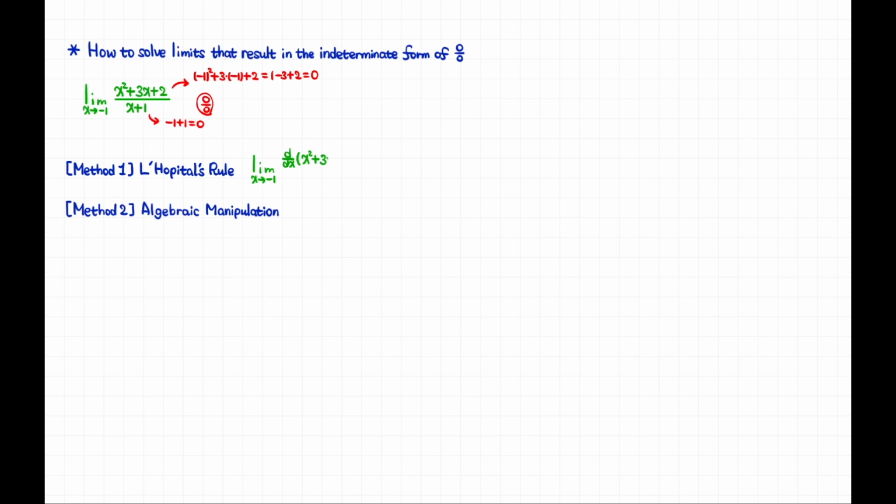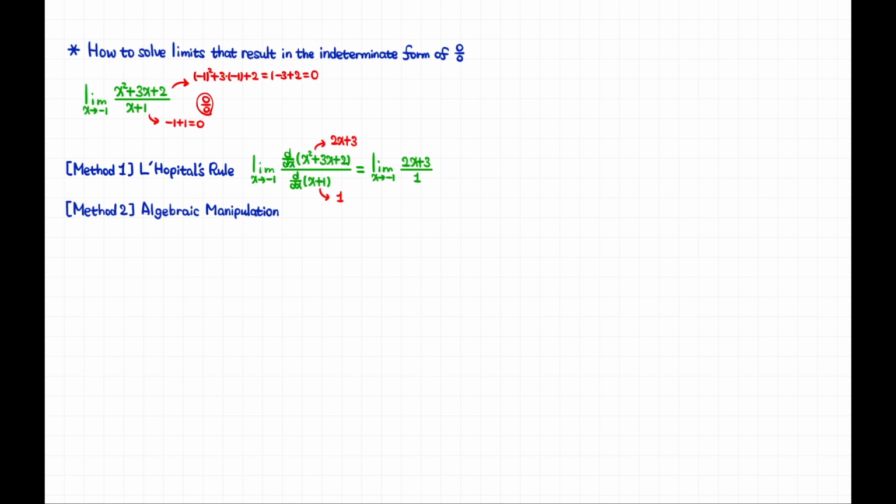The derivative of the numerator and the derivative of the denominator, right? So it's 2x plus 3, and this is just 1, right? So the limit as x approaches -1 of 2x plus 3 over 1. So now we just applied L'Hopital's rule, right?